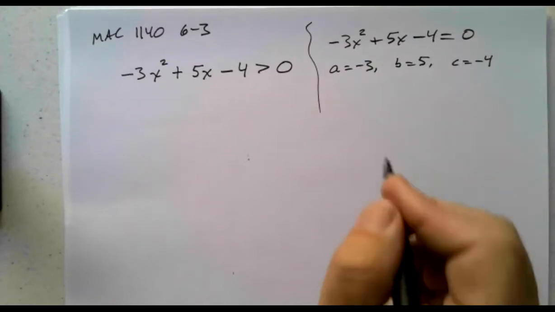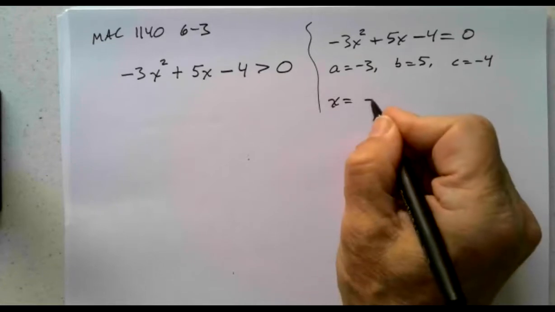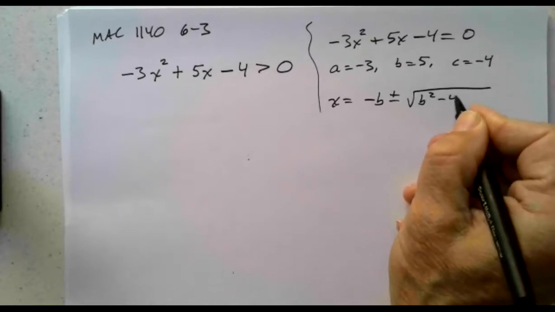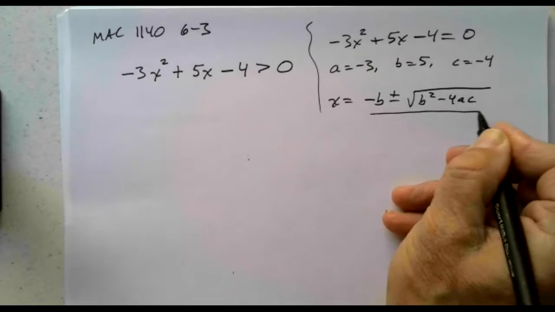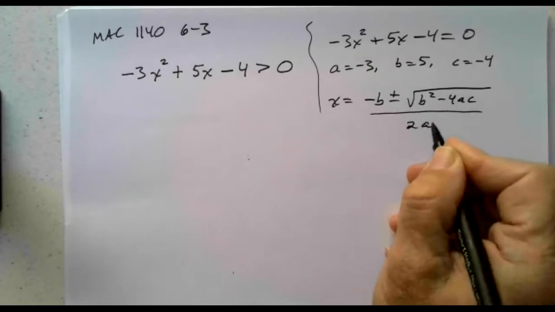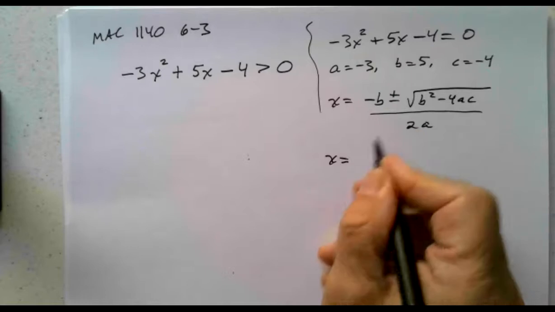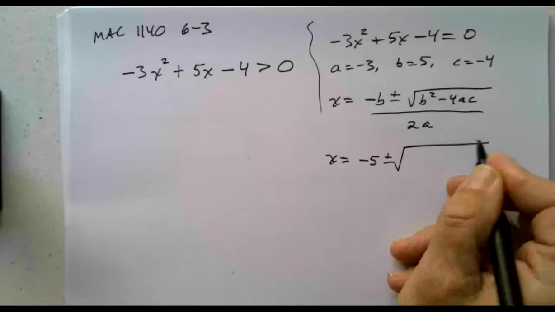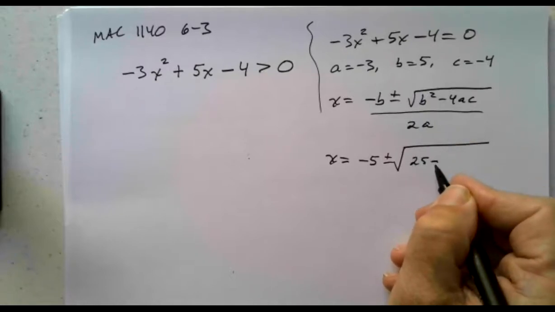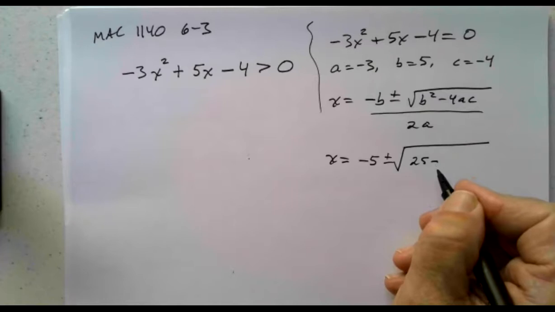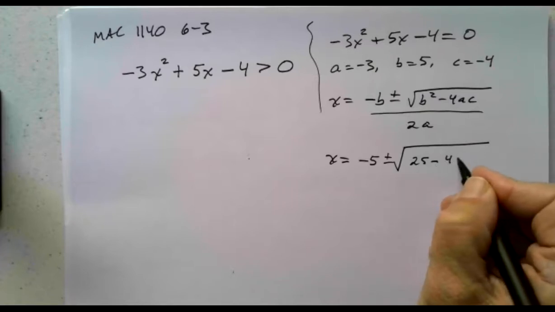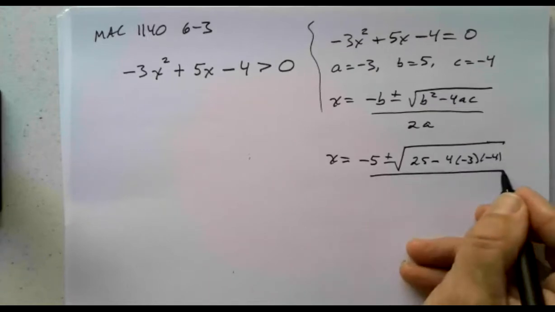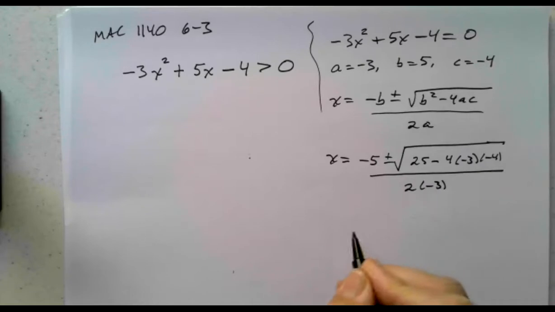We recall the strategy, x, or our variable, is negative b plus or minus the square root of b squared minus 4ac all over 2a. So I get x equals negative b, negative 5, plus or minus the square root of b squared, 5 squared is 25, minus 4 times negative 3 times negative 4, all over 2a, all over 2 times negative 3.